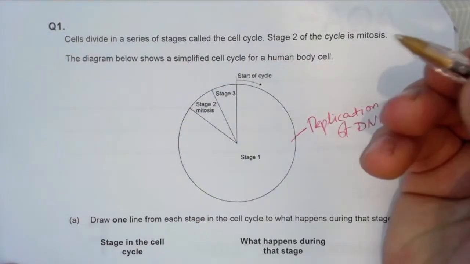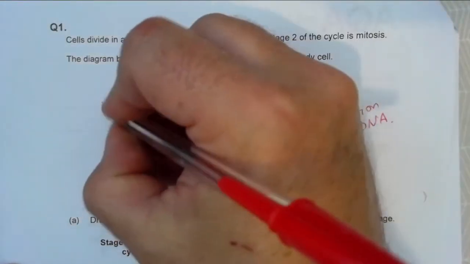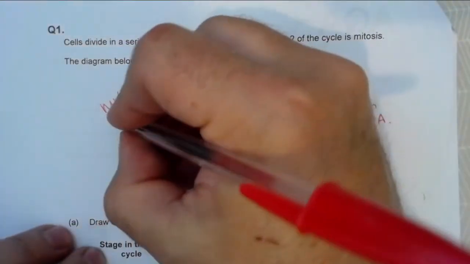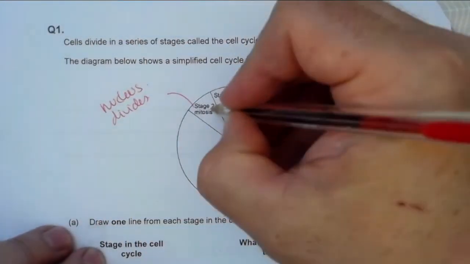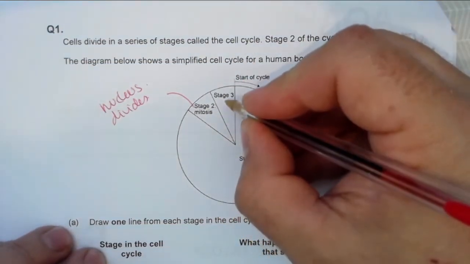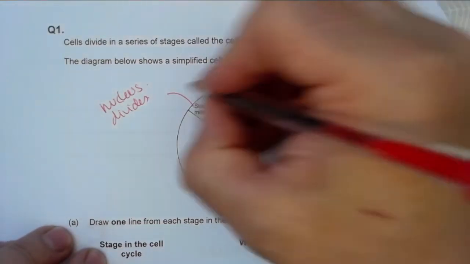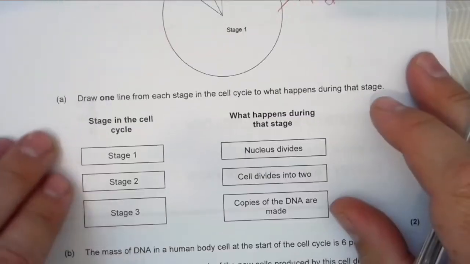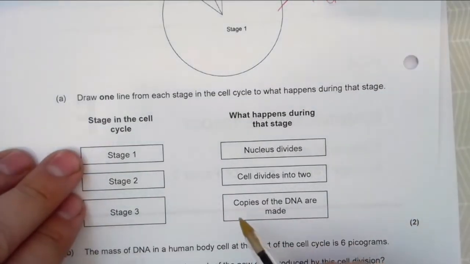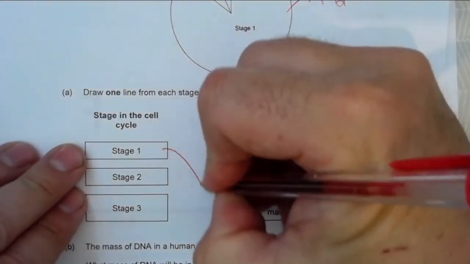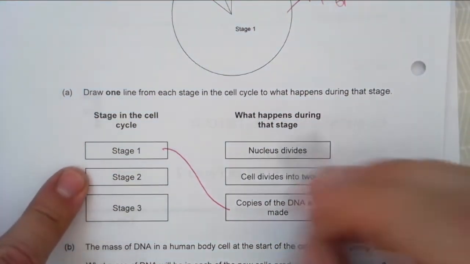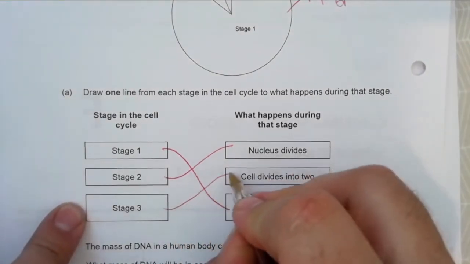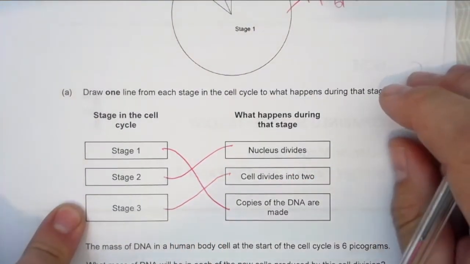Then we have the nucleus dividing. So the nucleus inside the cell divides. This is what we'd call mitosis. And then finally, we have the cell divides in two. So if we have a look at our diagram underneath, well, stage 1, we said it was replication, so copies of DNA are made. Stage 2, that's the nucleus dividing, and finally stage 3, that's the final bit where the cell itself divides into two.